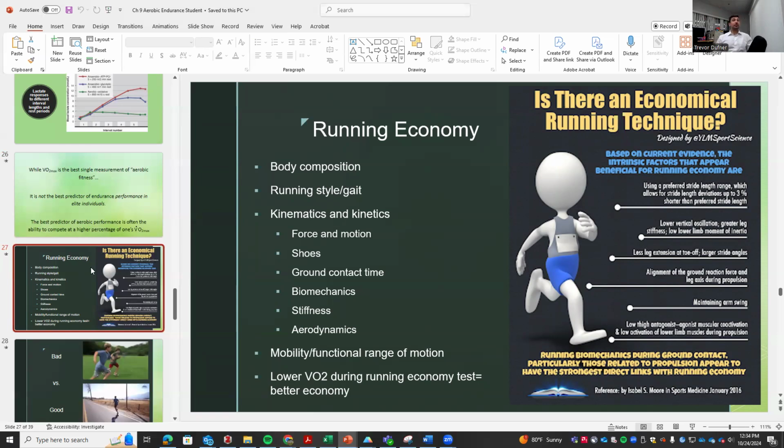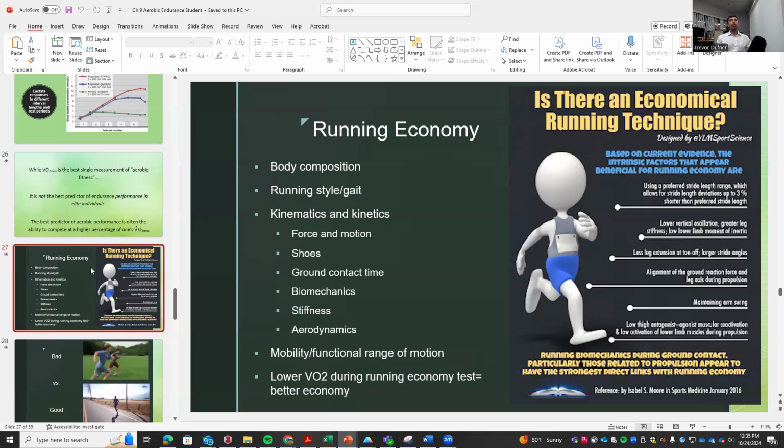And running economy is just like gas economy. How much energy does it take for you to cover a certain distance? So let's say I have a car that gets me 20 miles per gallon, and another car that gets me 30 miles per gallon. In the first car, it takes 1 gallon of gas worth of energy, however much potential energy is stored in the chemical bonds of that gas, to go 20 miles, right? Now, the other car takes 1 gallon of gas to go 30 miles. So if we compare them now, we're going to drive 60 miles.